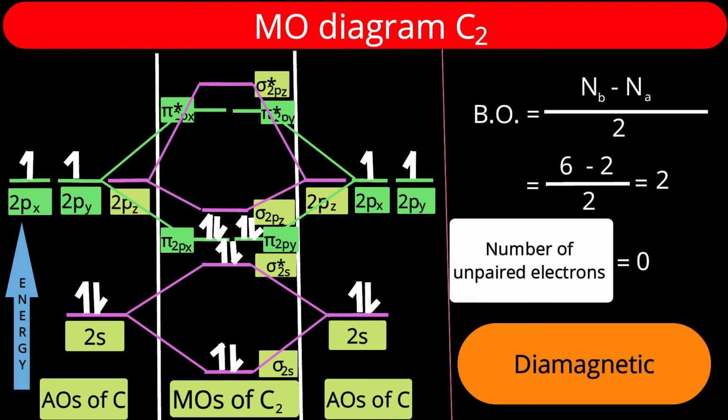So both 2py and 2px orbitals are of the same symmetry, pi symmetry. Energy is the same, that's our first condition. Symmetry is the same, that's our second condition. Now what about the third condition?